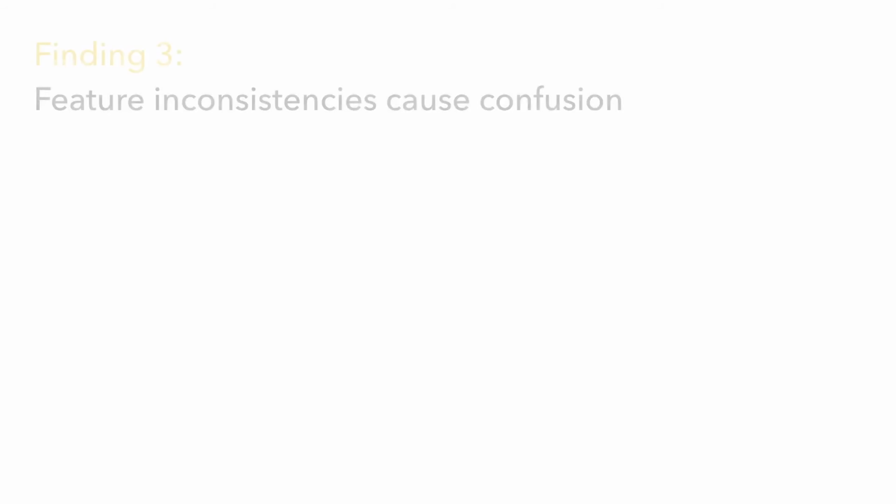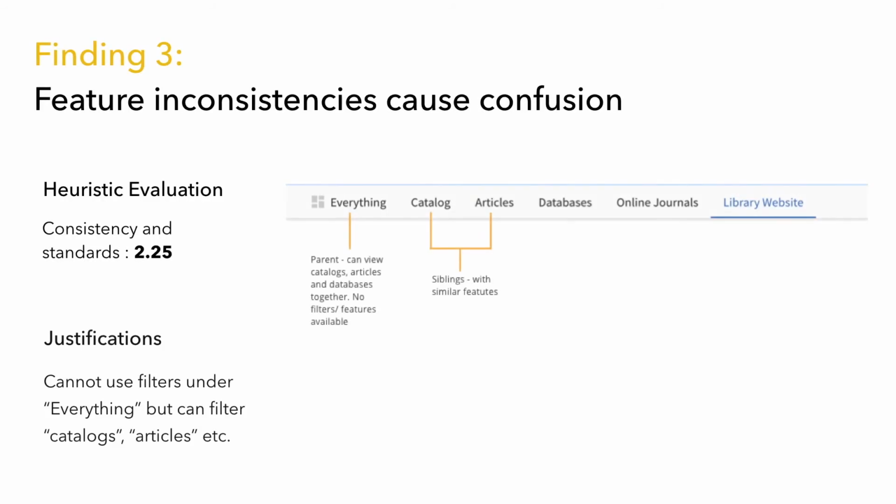Visual inconsistencies across features often cause confusion. Conceptually, everything includes catalogs, articles, and databases, and thus can be considered the parent tab. Placing everything alongside catalogs and articles often led users to treat these tabs as siblings and wonder why filters that were available in catalogs and articles were not available under everything.